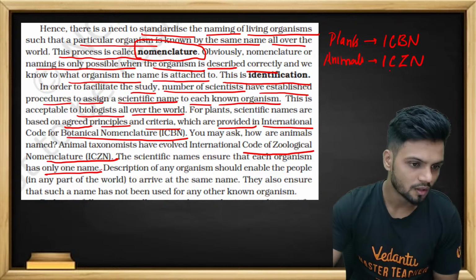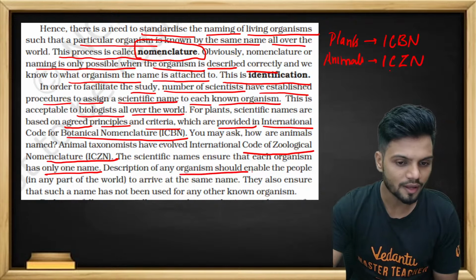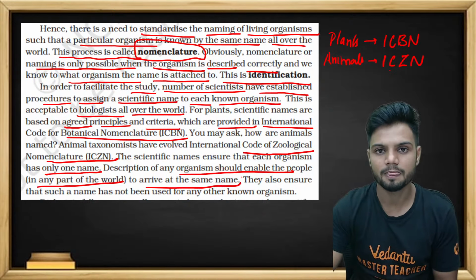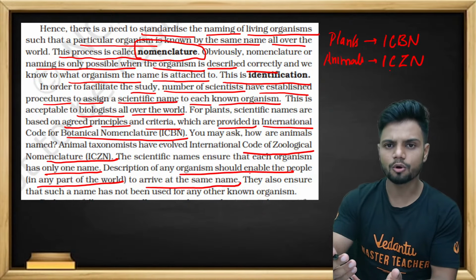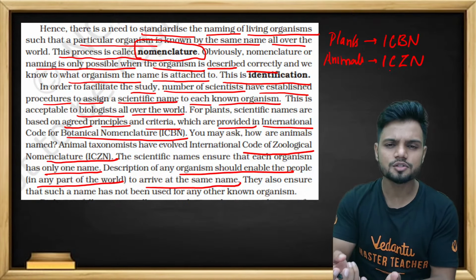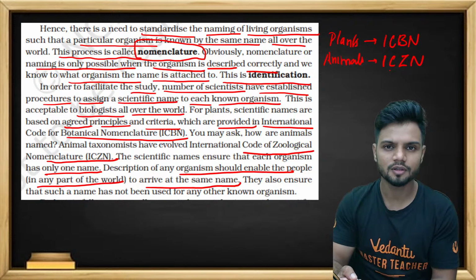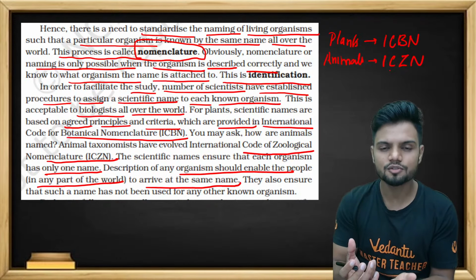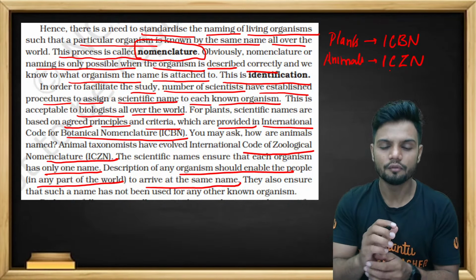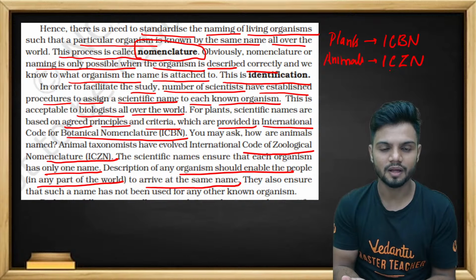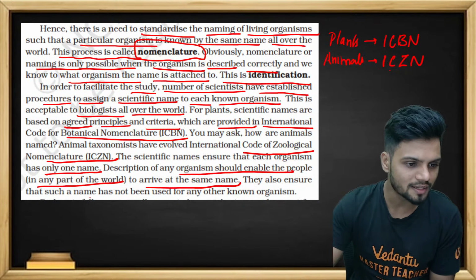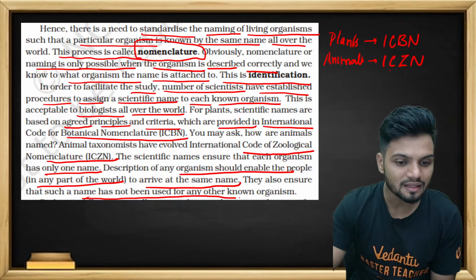Description of any organism should enable the people in any part of the world to arrive at the same name. If I tell a nice yellow color fruit is there, it's very fleshy from the inside. Inside it has a stony endocarp. The fragrance is so good. It is so sweet. It is green color when it is young. Everyone should know when you describe it, you are describing a mango. And the name should be a standard name.